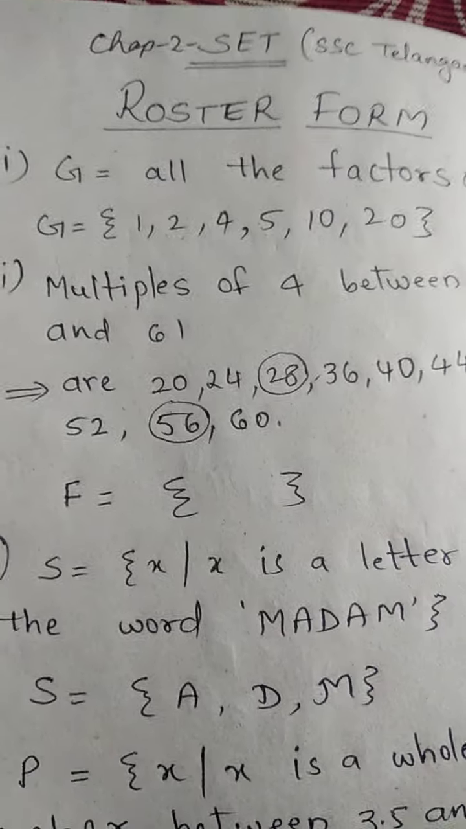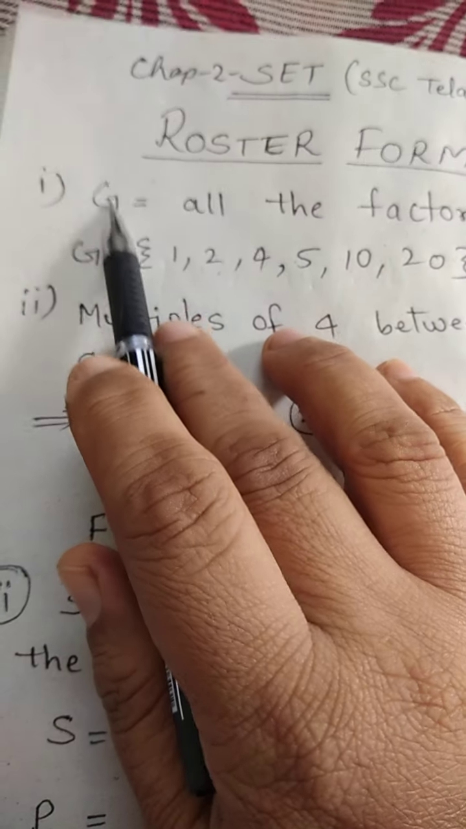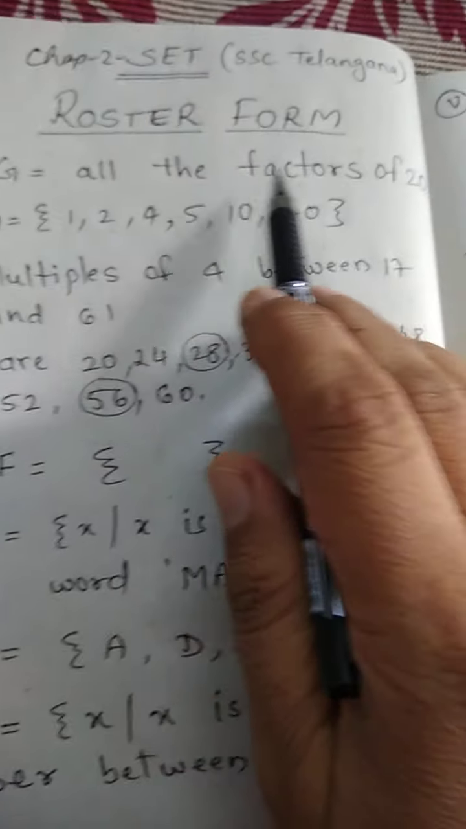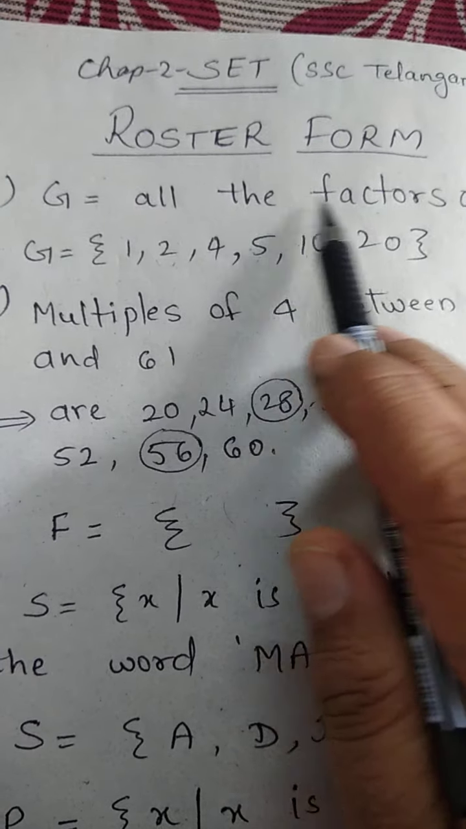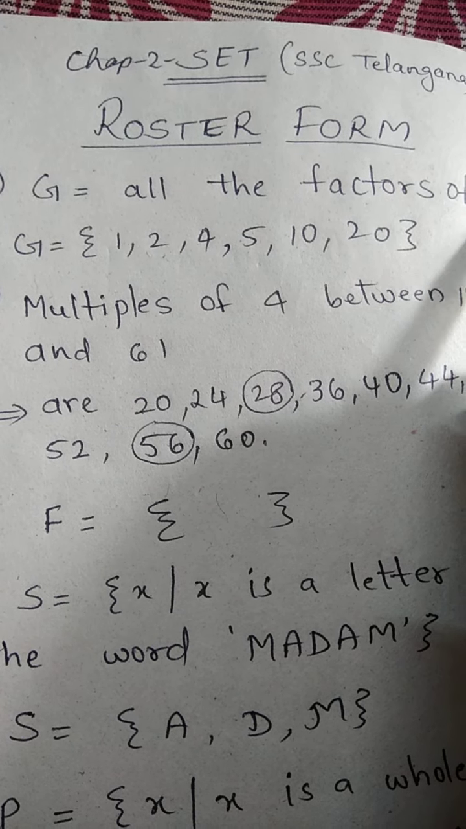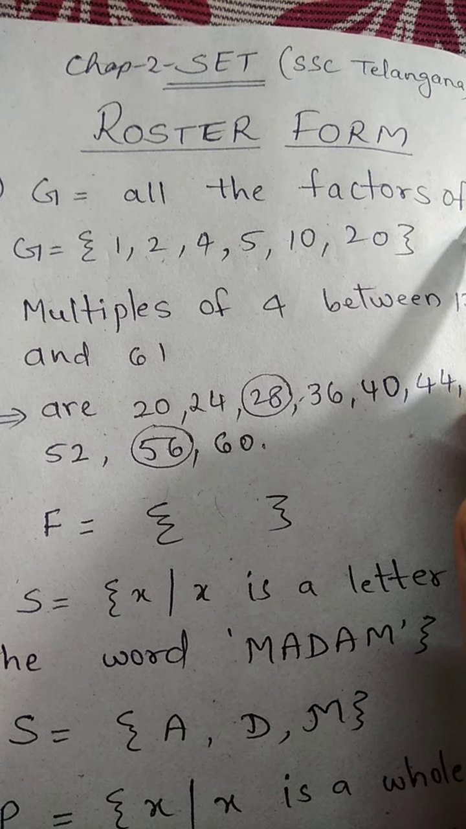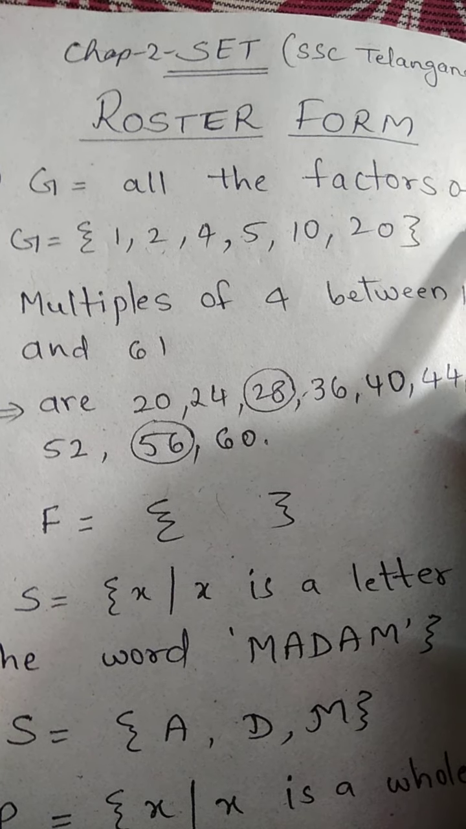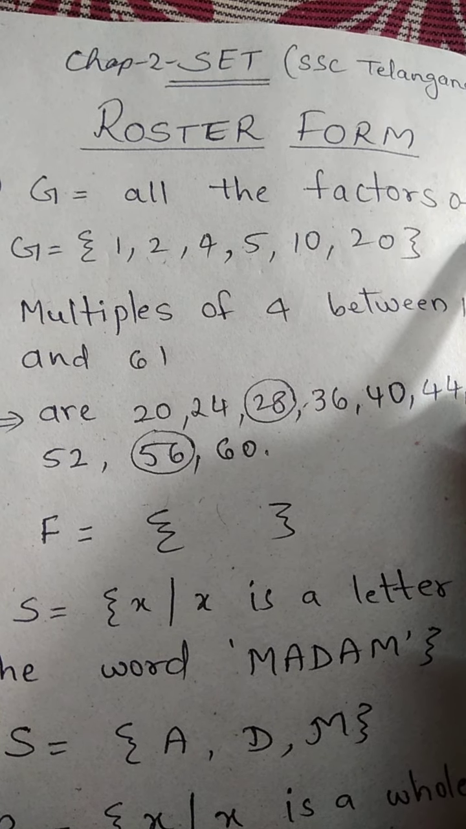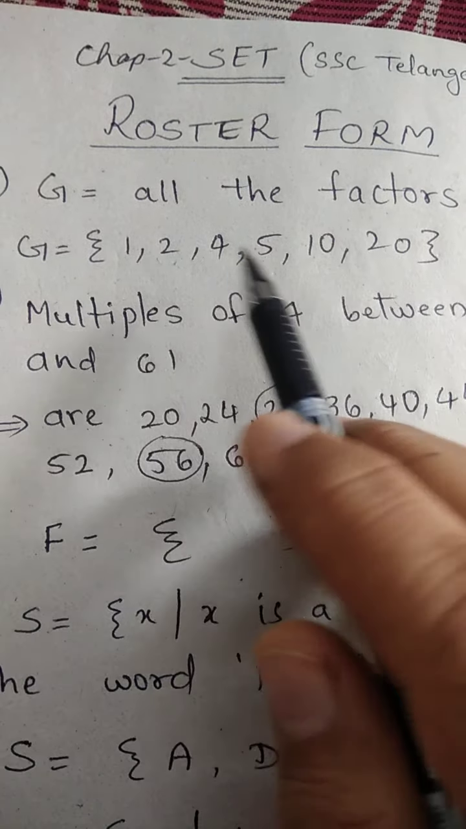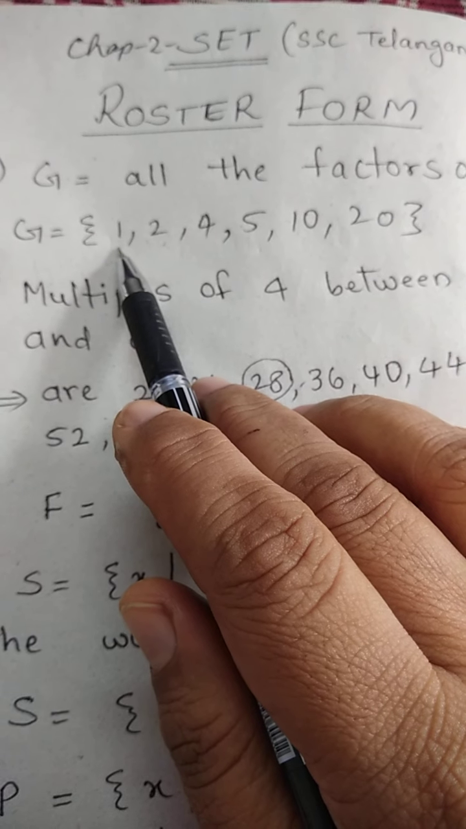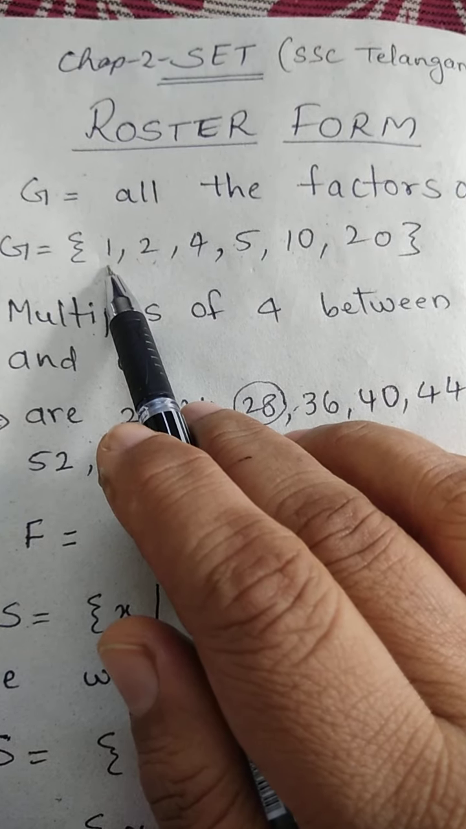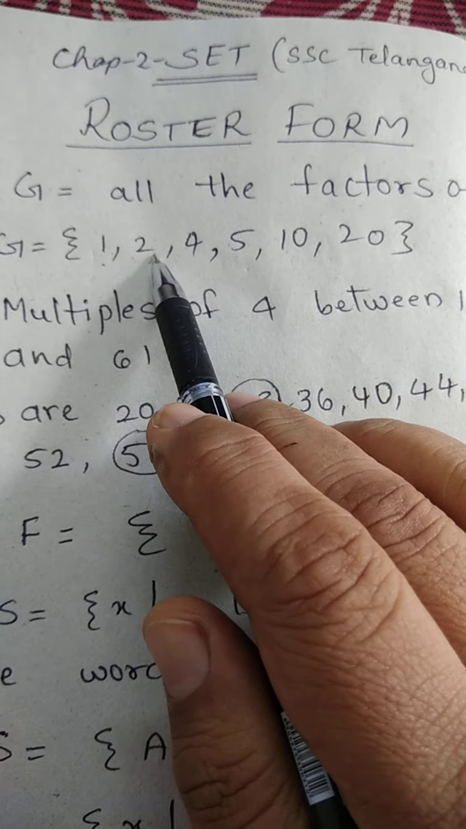The first example is G equals all the factors of 20. Factors of 20 you know very well. 20 is divisible by which numbers? Those are called factors of 20. So 1 is a factor of each and every number, so 1 will be there.